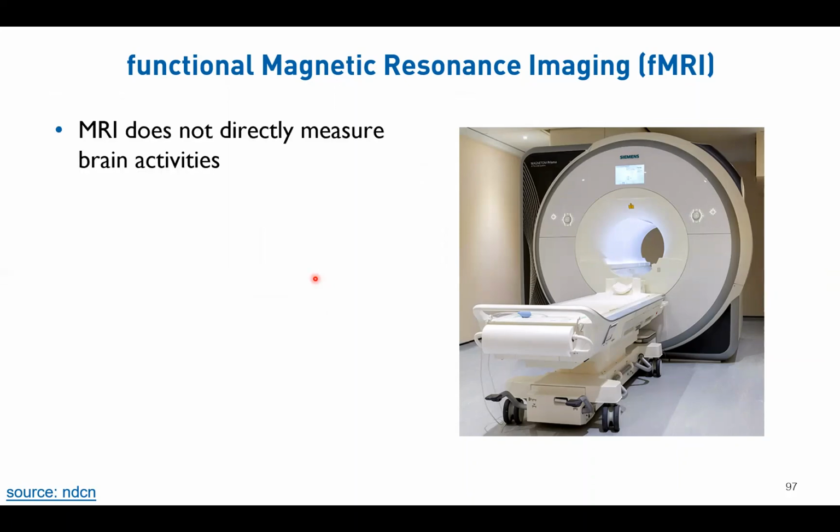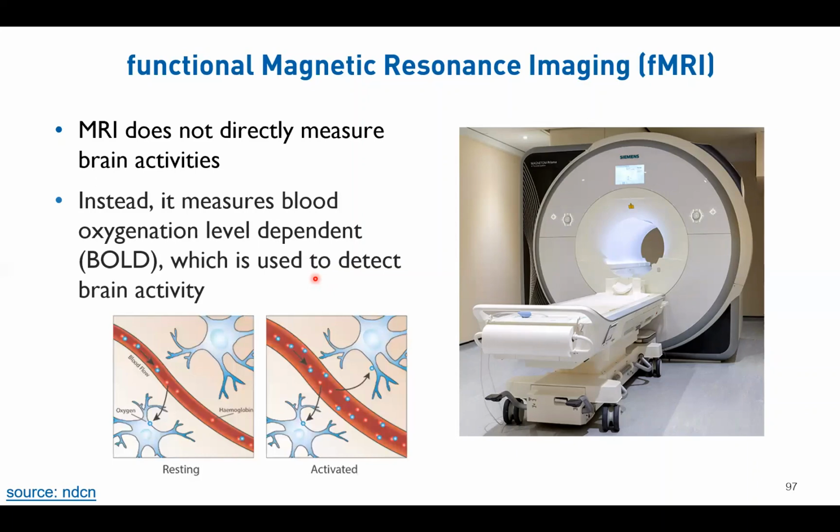So one thing to pay really close attention to is that the MRI machine does not measure brain activity. It does not measure electrical activity. It does not measure the magnetic fields, okay? So EEG, we know it measures electrical activity. MEG measures magnetic fields. MRI doesn't do either of them. So what does it measure instead? Instead, it measures something called a BOLD signal. It is a blood oxygenation level dependence, which is used to detect brain activity, okay?